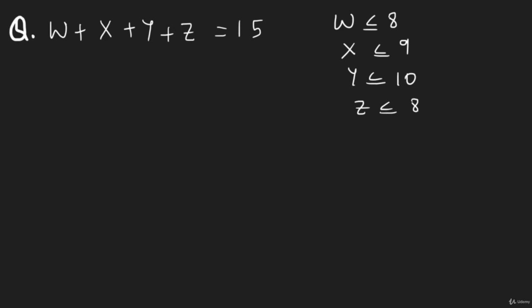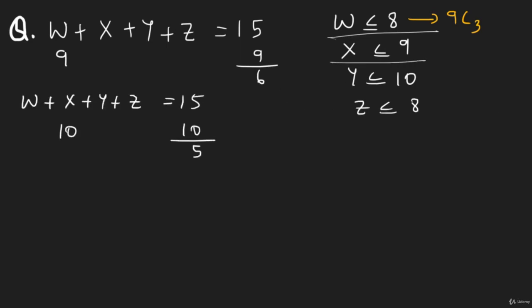Let's do it together. Let me give W 9 to violate this condition. I am left with 6. 15 minus 9 is 6. Therefore, I have 6 dots and 3 lines and this case can be violated in 9C3 ways, right? Similarly, in the case where X is given the value 10, I am left with 5. Therefore, this can be violated in 8C3 ways, right? Because you have 5 dots and 3 lines. That's a total of 8 items. 5 are of one type and 3 are of one type.